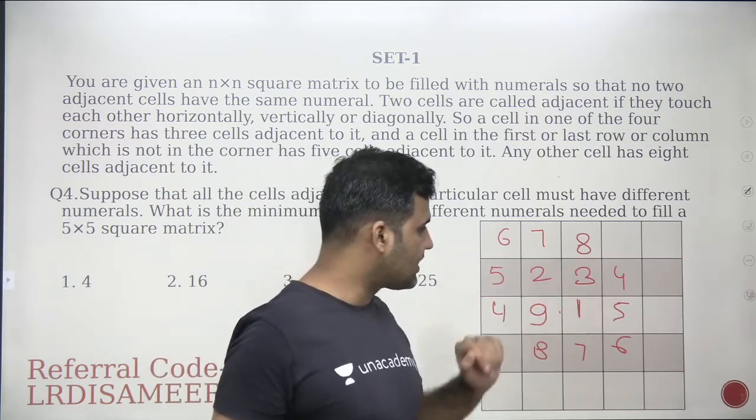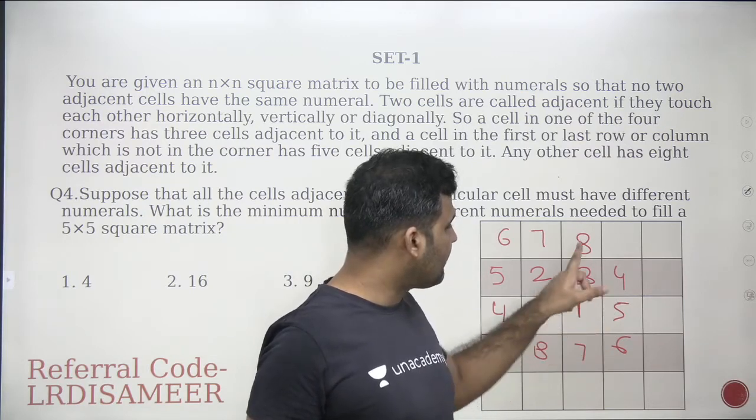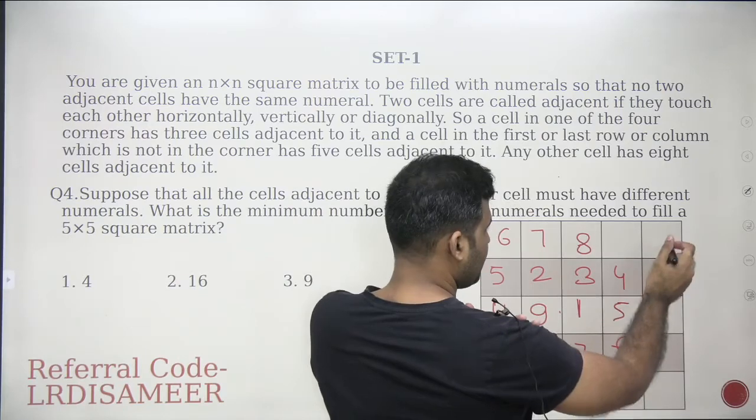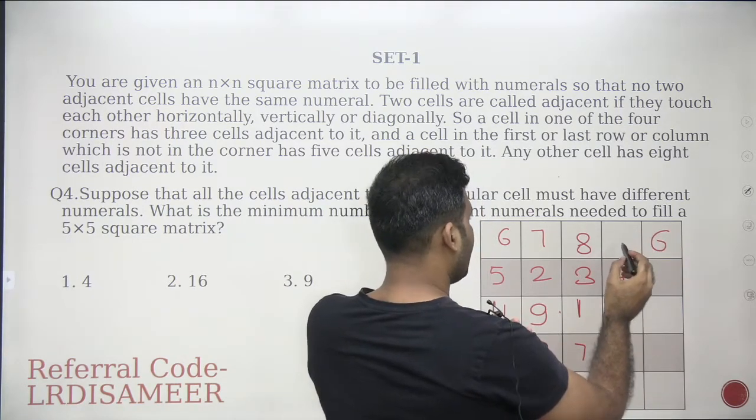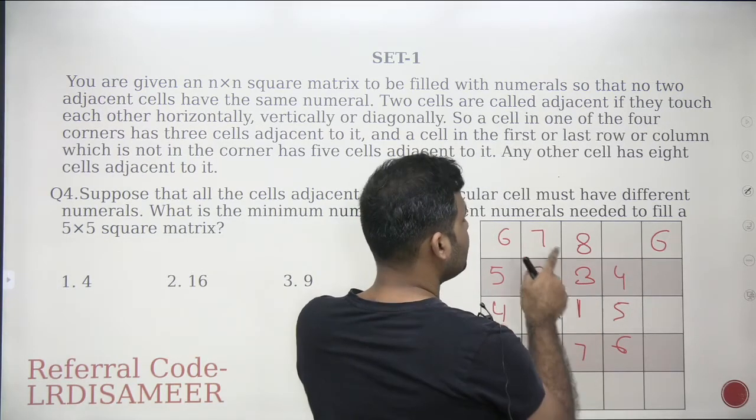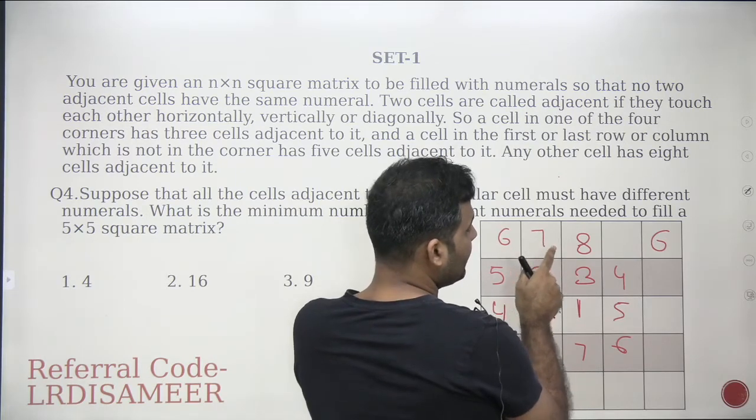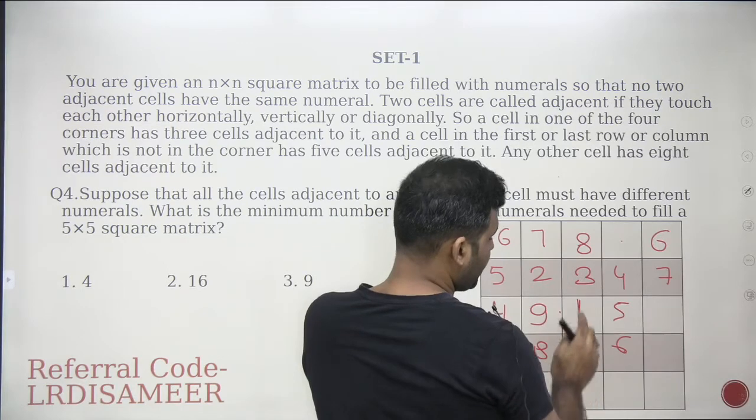Now let's look at this particular cell. We have 4 here and 1, 3, 5, 8 have been used, right? We have 6 here, so 6 must be used as far as possible. Let's use 6 here. And the number 3 is here, and 3 has 7 as an adjacent cell. So 7 cannot be used here. So 7 can be used here.